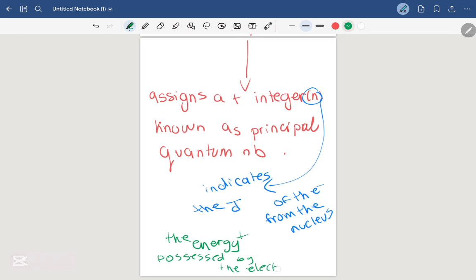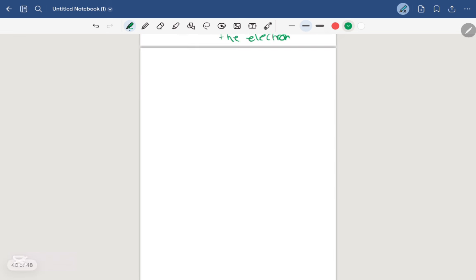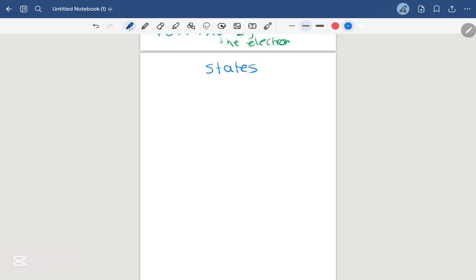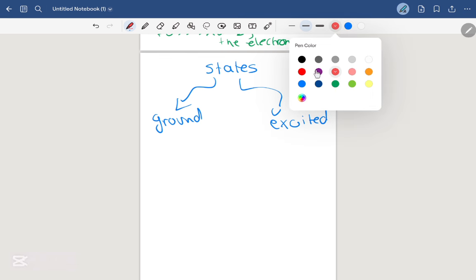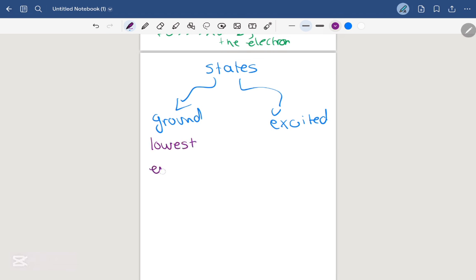So now we've been discussing too much about the structure and the shape of the atom. But now let's actually talk about the atom itself. The atom itself has states, and it has 2 states. It has a ground state, and it has an excited state. So what is the definition of a ground state? The ground state, in other terms, is known as the lowest energy level an electron possesses.